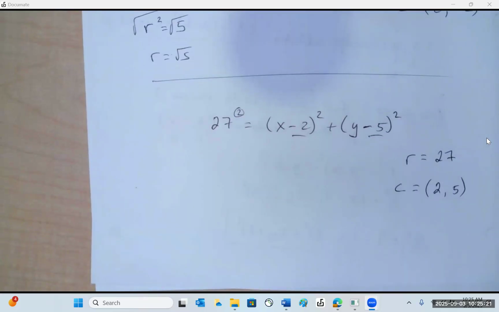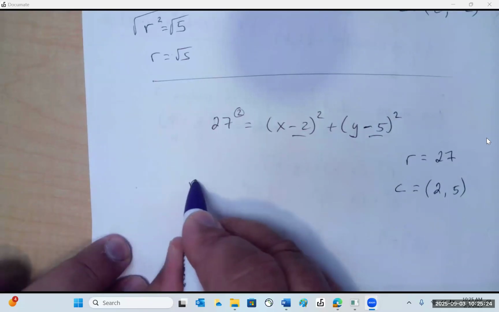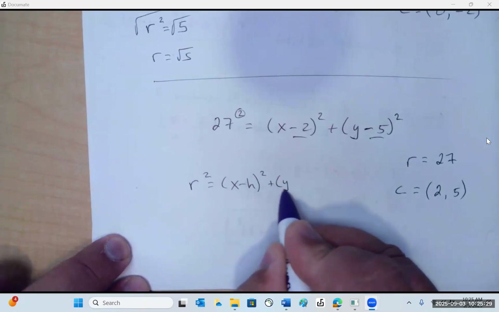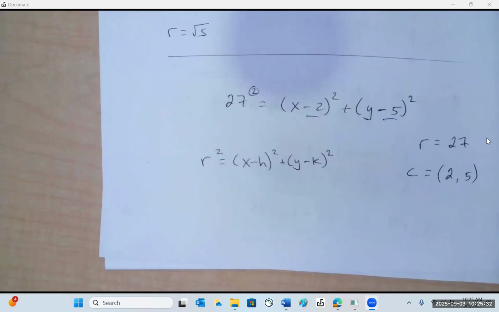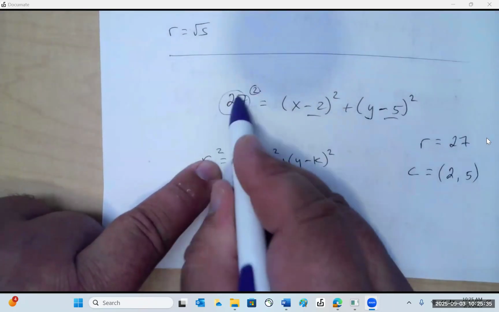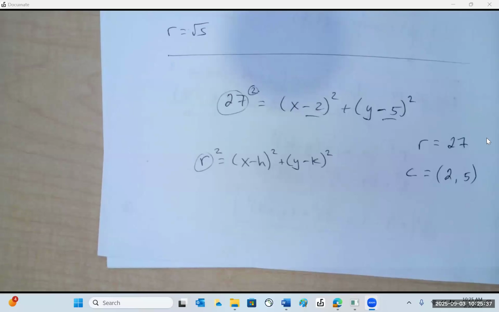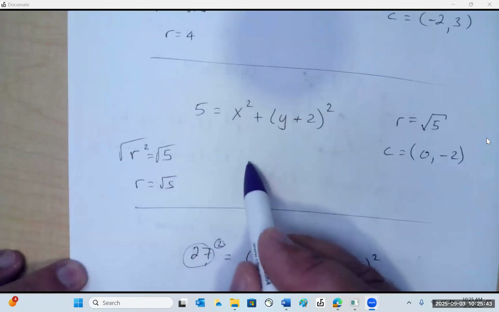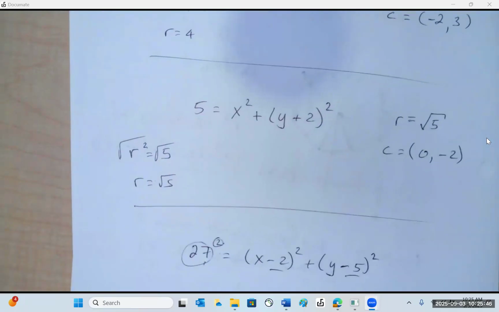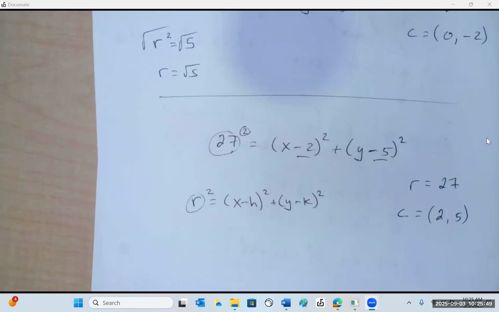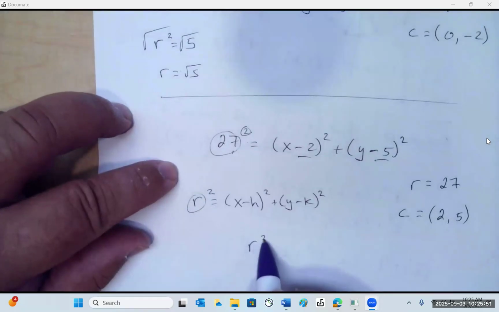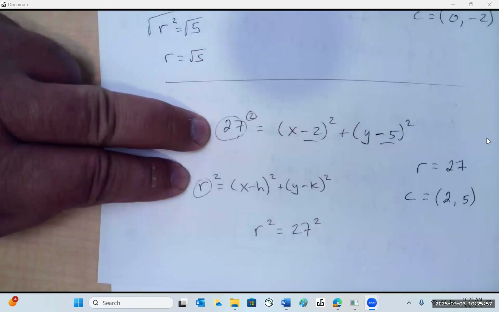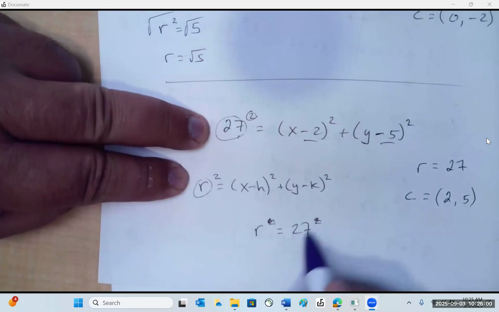Remember, what's the formula for the equation of a circle? Equation of a circle is r squared, x minus h squared, y minus k squared. Since it's squared, this is my radius. If it's squared, it is what it is. If it's not squared, then I got to square root it. This r squared equals 27 squared, right? So those are both squared, so r is 27.